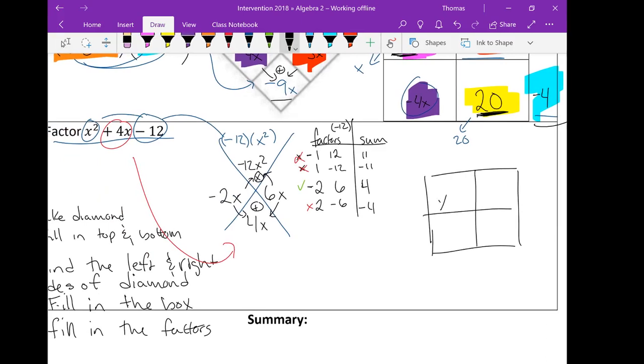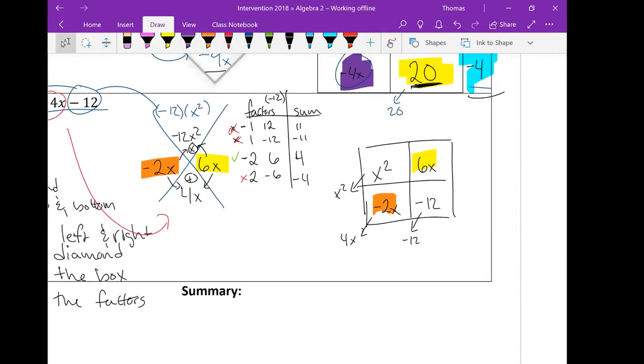So x squared is the a term. Negative 12 is our constant. The two terms that we fill in on the left and right are these yellow and orange pieces that sum to our total 4x and sum to our total. So I'm going to put orange down here and yellow to the right. That leaves us with 6x and negative 2x. Okay, so that's it. We filled in our box with all the parts of our quadratic.